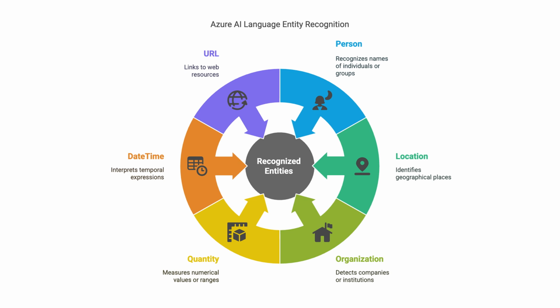Beyond proper nouns, NER extends to other crucial data types. It measures numerical values or ranges, classifying them as quantity. It interprets temporal expressions, understanding mentions of dates and times as date time. Furthermore, it identifies links to web resources, categorizing them as URL. Each category represents a specific type of information extracted from the text.